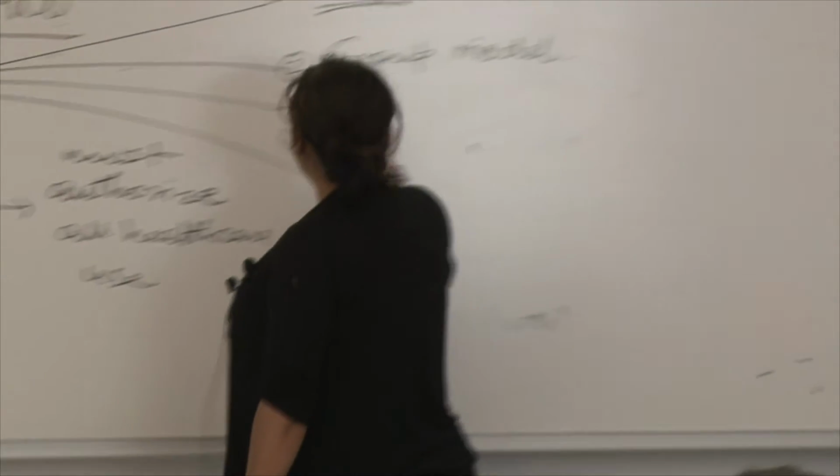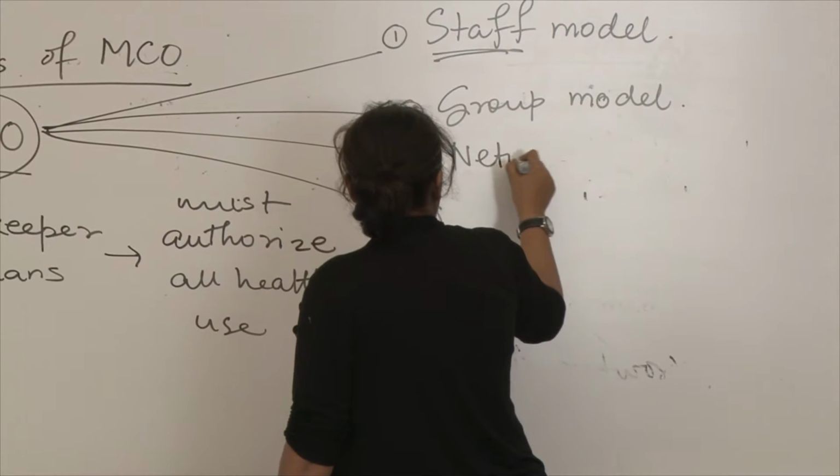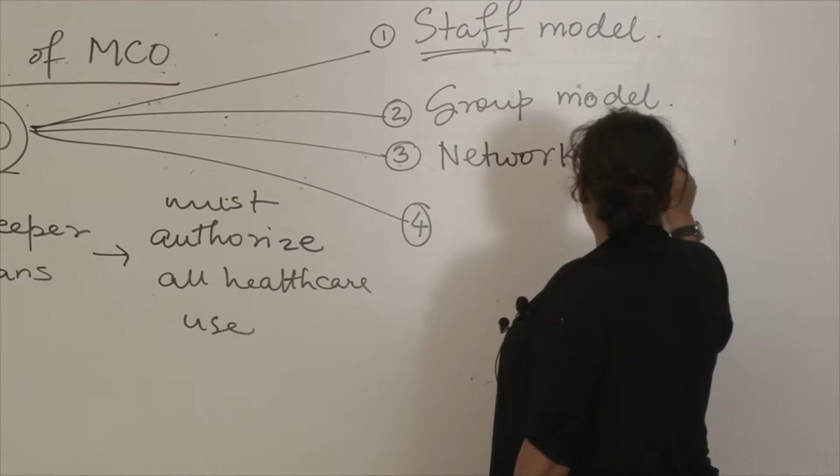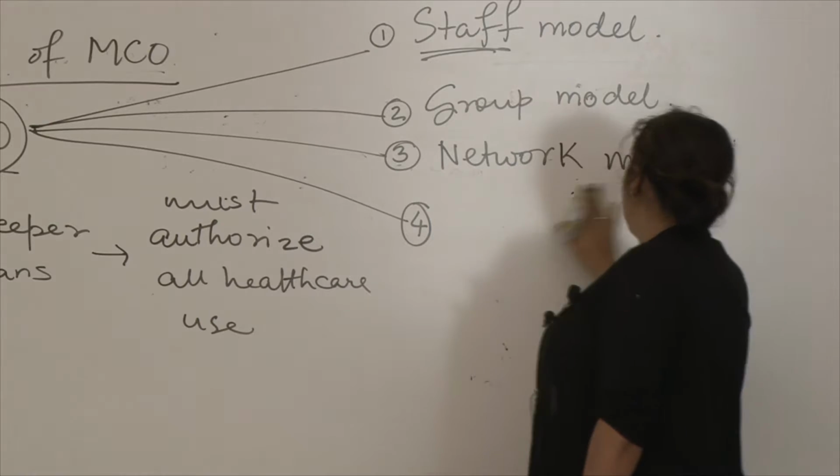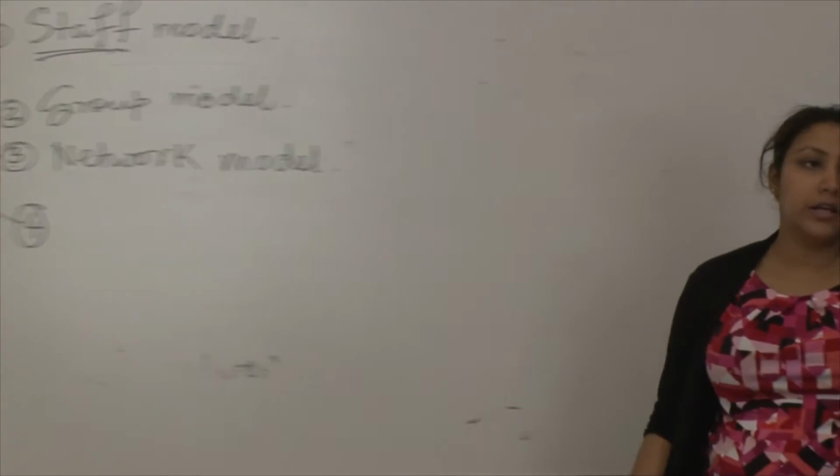Then you have the network model HMO. The network model HMO, this is something similar to the in-network thing that we saw in case of PPO. This is somewhat similar to that. In this case, the HMO will negotiate with a network of physicians. That means multiple groups can be there. Multiple groups of practicing physicians can be a part of that network. So one notch even lesser restriction.